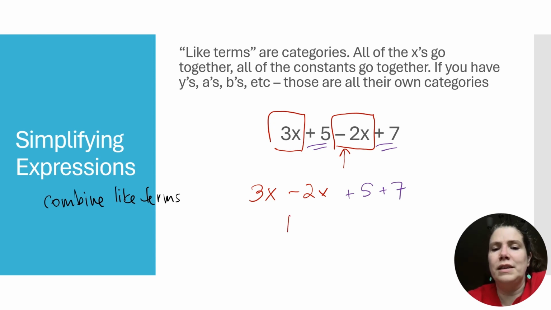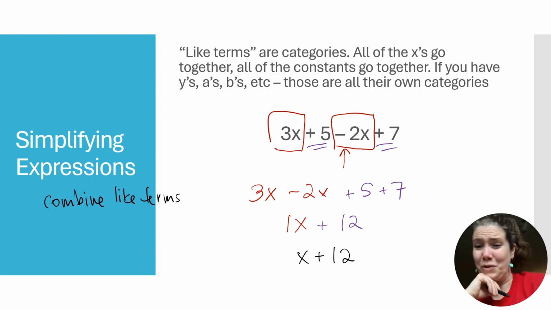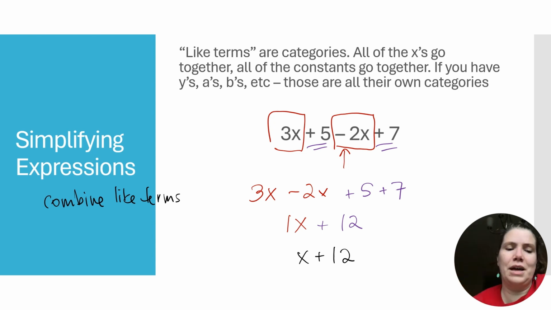3x minus 2x leaves me 1x, and 5 plus 7 makes me 12. And 1x I could just write as x. So really this expression in the end is just x plus 12. Or 1x plus 12 if you prefer, or 12 plus x if you'd prefer. All correct, but we combine those x's together and combine those numbers together.